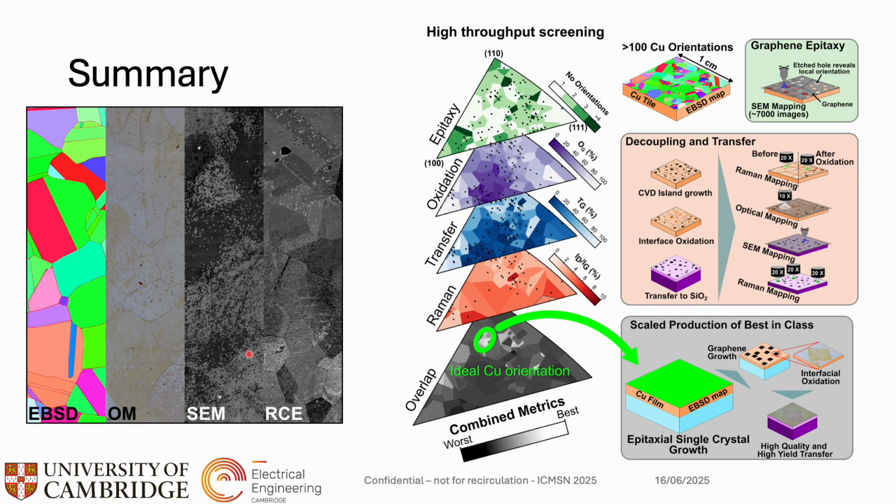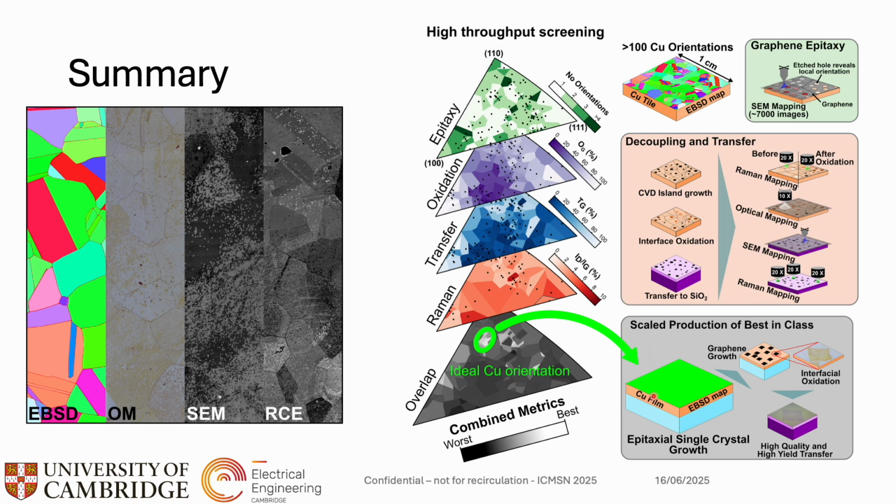So to summarize, we spatially map and correlate multiple different metrics from multiple different techniques: EBSD, optical microscopy, SEM, rotating compensator ellipsometry, although I haven't gone into much in the presentation, as well as Raman spectroscopy for different islands and different orientations. We overlay these different metrics, which are all functions themselves of the crystallographic orientation that the graphene is grown on, to create a mask. This mask is then used to find the ideal copper orientation for this transfer process.